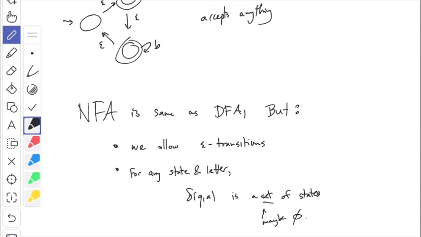All right, I think that'll do it. Next time we're going to talk about the formal description of an NFA, just briefly. It's similar to the DFA.